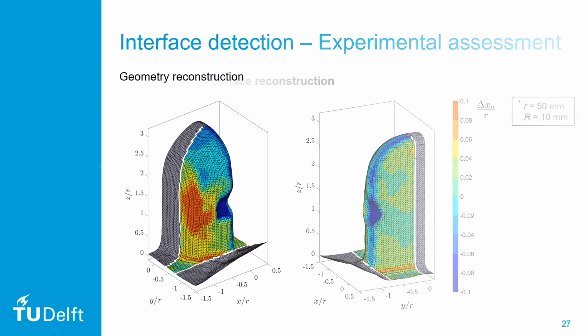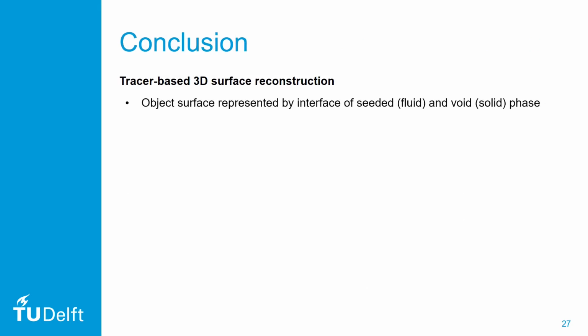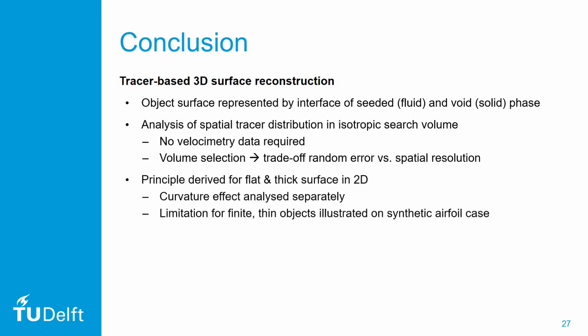So let us summarize. What have we seen? The tracer-based 3D surface reconstruction utilizes the fact that we can discriminate between a seeded fluid phase and a void solid phase. To find this interface, we analyze the spatial distribution of tracer particles in an isotropic search volume. Therefore, we do not require any velocimetry data, but only particle positions. The selection of the search volume is a trade-off of random error and truncation error. We have derived the principle for a flat and thick interface in 2D. We have analyzed curvature effects, and we also showed limitations for finite and thin objects on the synthetic airfoil case.